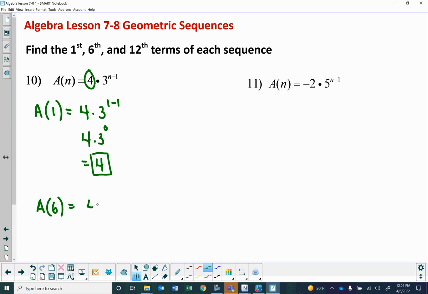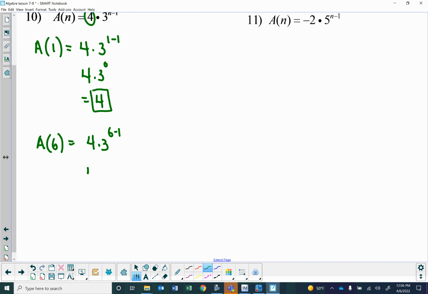tells us we should do 4 times 3 to the 6 minus 1 power. So we're going to do 4 times 3 to the 5th power. Now remember, you must do your order of operations first. So here we're going to do 3 to the 5th power, which is 243. So now we're going to multiply 243 times 4 and we'll get 972. So the 6th term in my sequence is 972.